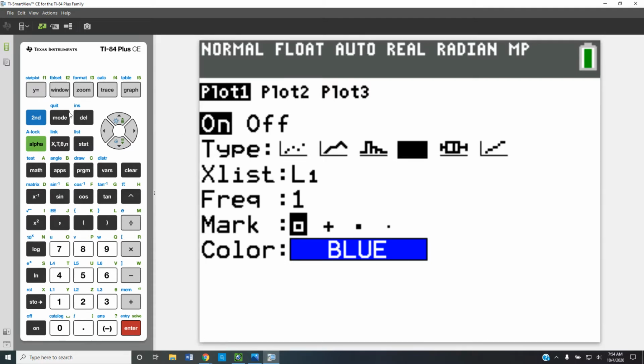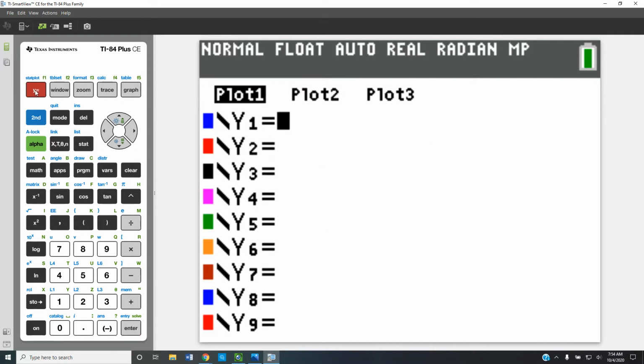Now, there's one other thing I have to do first. I have to make sure I have no equations in my calculator. So I need to go back to the y equal without the second y equal. I need to make sure all of these things are empty. So if there were a 2x sitting in here, I'd have to get rid of all this stuff by clearing it all out here.